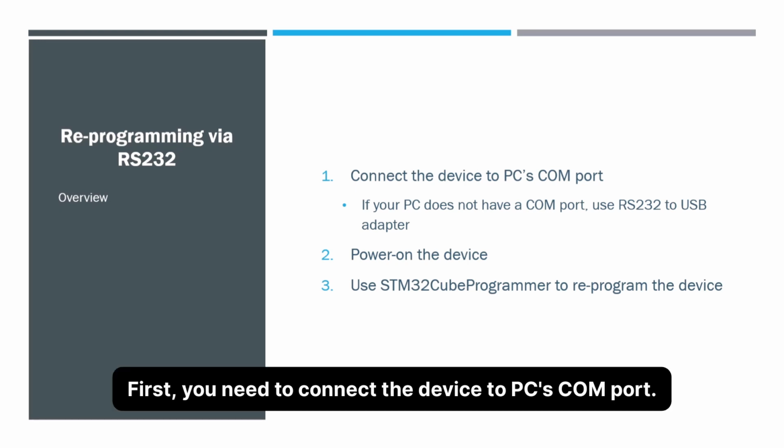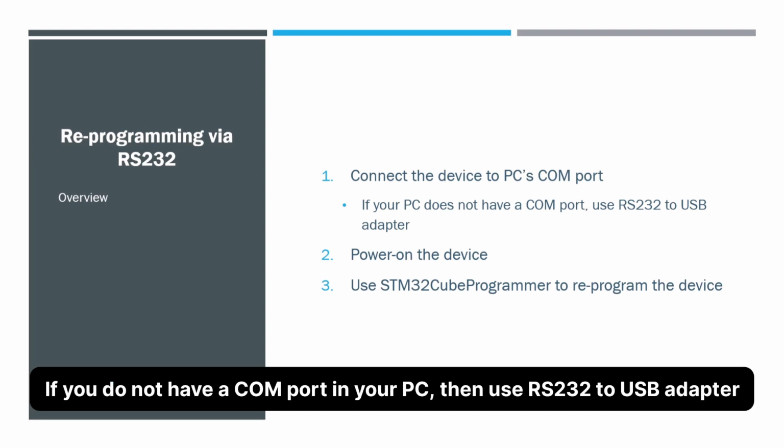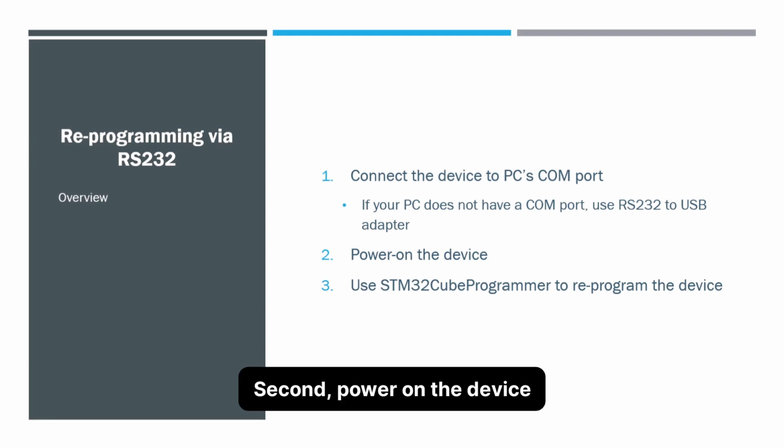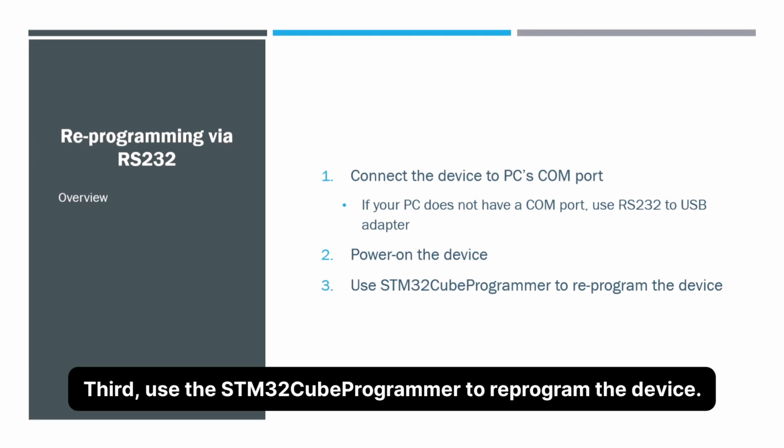First, you need to connect the device to PC's COM port. If you do not have a COM port in your PC, then use an RS232 to USB adapter. Second, power on the device. Third, use the STM32Cube programmer to reprogram the device.